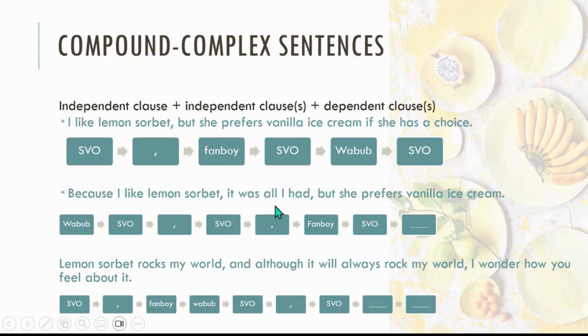The because I like lemon sorbet is less important than it was all I had, and she prefers vanilla ice cream. That's where the drama is happening, right? It's just kind of to the side that I like lemon sorbet. And the because, the wabub, shows the relationship between the two clauses. It was all I had because I like it. Don't have things that I don't like. Have what I like. So you also use those wabubs to show relationships, but at the same time, you use it to subordinate that less important information to the more important information.